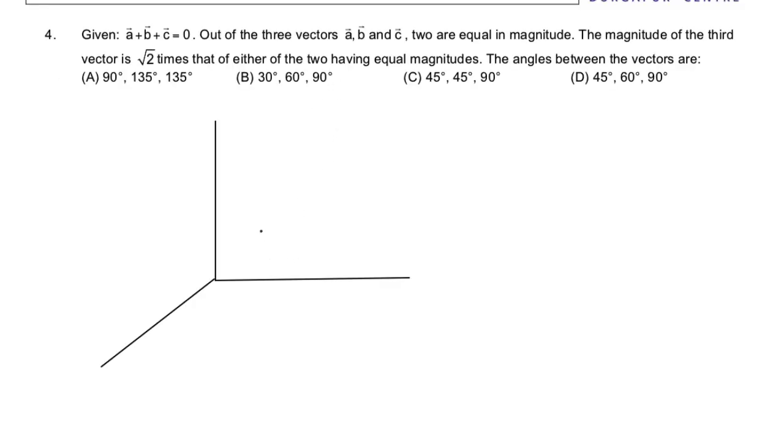Look, why I have drawn the angle between two vectors as 90 degrees: because 90 degrees is common in every option. It is obvious that if two vectors of equal magnitude, suppose P and P, lie at 90 degrees to each other, then the resultant will lie along this line, which is root 2 times P. And it is given that the other magnitude is also root 2 times P, so they will cancel each other and the resultant will be 0. So the angle between two vectors is 90 degrees. The angle between this vector and this one is 135 degrees, and that is also 135 degrees. So option A should be your correct choice.